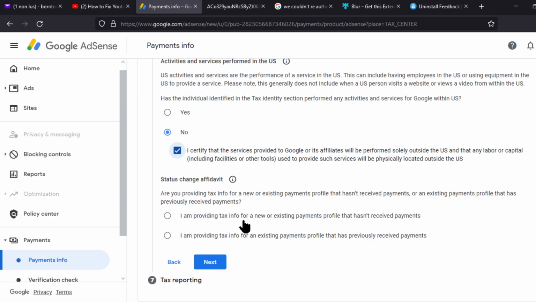I'm providing tax info for a new or existing payment profile that hasn't received payment. Like a brand new. I'm providing tax info for an existing payment profile that has previously received payment. I don't understand that.